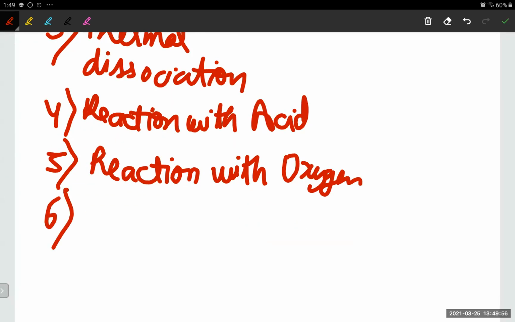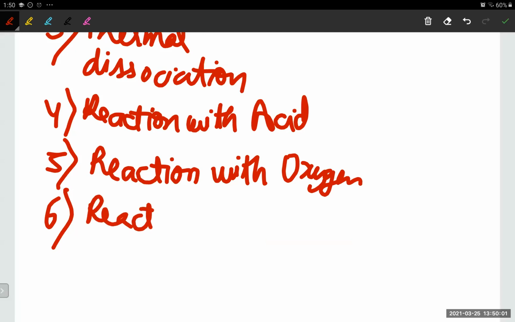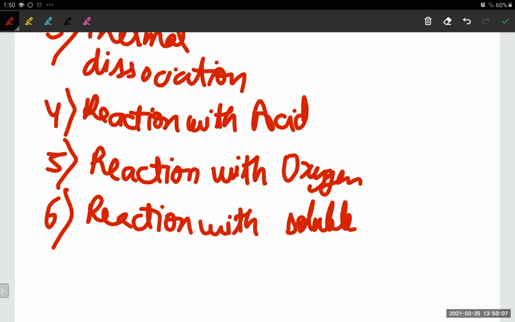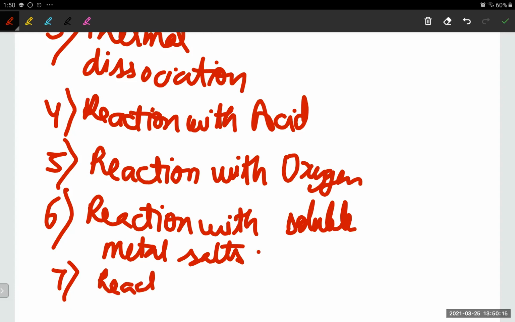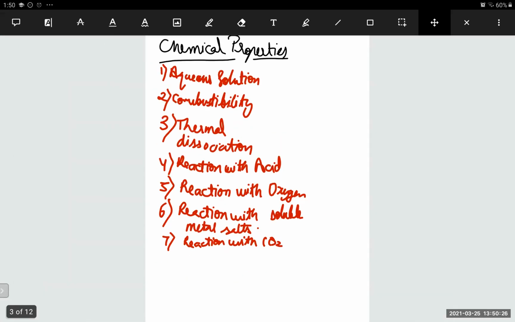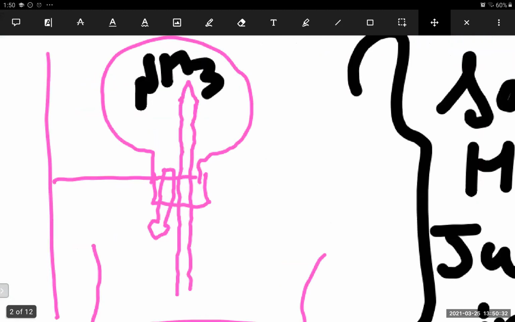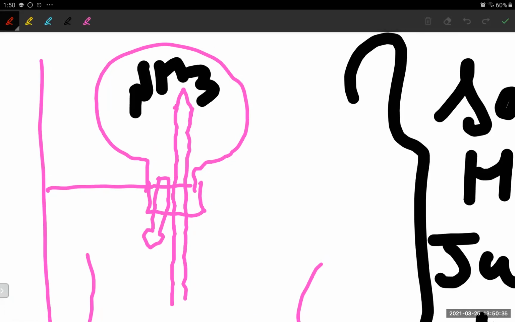I'm impressed. Sixth, we'll be talking about reaction with soluble metal salts. And lastly, we'll be talking about reaction with carbon. See, I'm writing everything again. I've already made my notes, but I'm writing it all again. So you all write along with me, okay? Otherwise, I should have brought my register with me and made you all write that, right? But I'm not doing that, right?